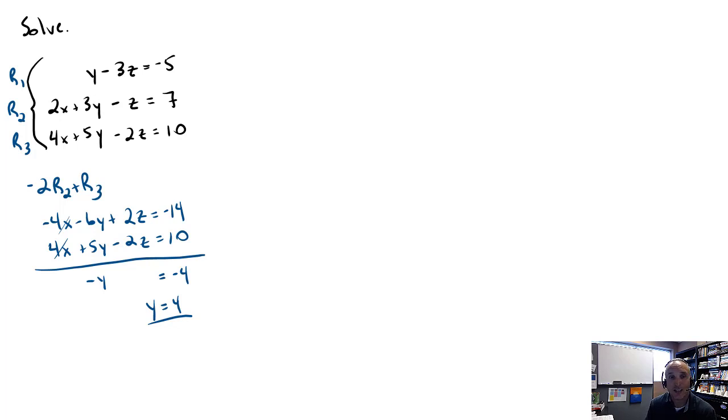So we know that y is 4. And if we know that y is 4, the smart thing to do here would be to go back to row 1 and plug 4 in for y, and we can solve for z. So I get 4 minus 3z equals negative 5. We'll subtract the 4 over to get negative 9, and we'll divide by negative 3 to get positive 3 for our z value.